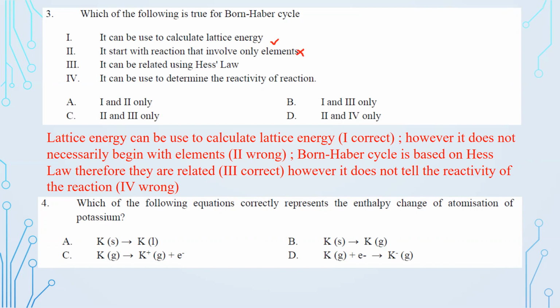And number 3, it can be related using Hess's law. As I told you, the Born-Haber cycle is actually an advancement of Hess's law, so of course it can be related using Hess's law. And number 4, it can be used to determine the reactivity of the reagent. No, the Born-Haber cycle does not determine the reactivity of the reagent. So answers 1 and 3 are correct, and the best answer here is B.